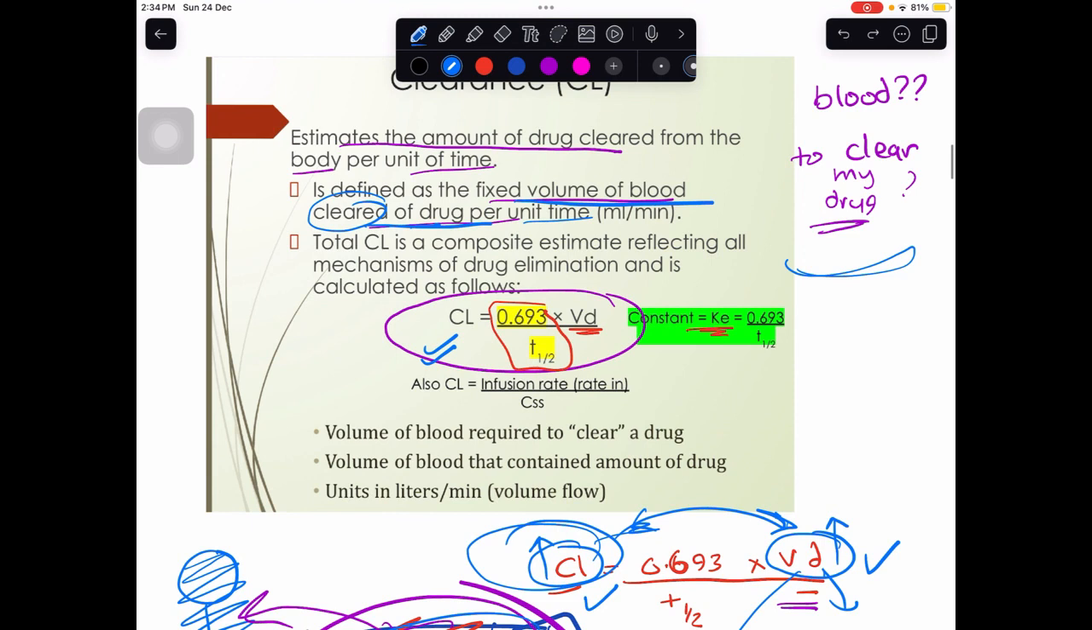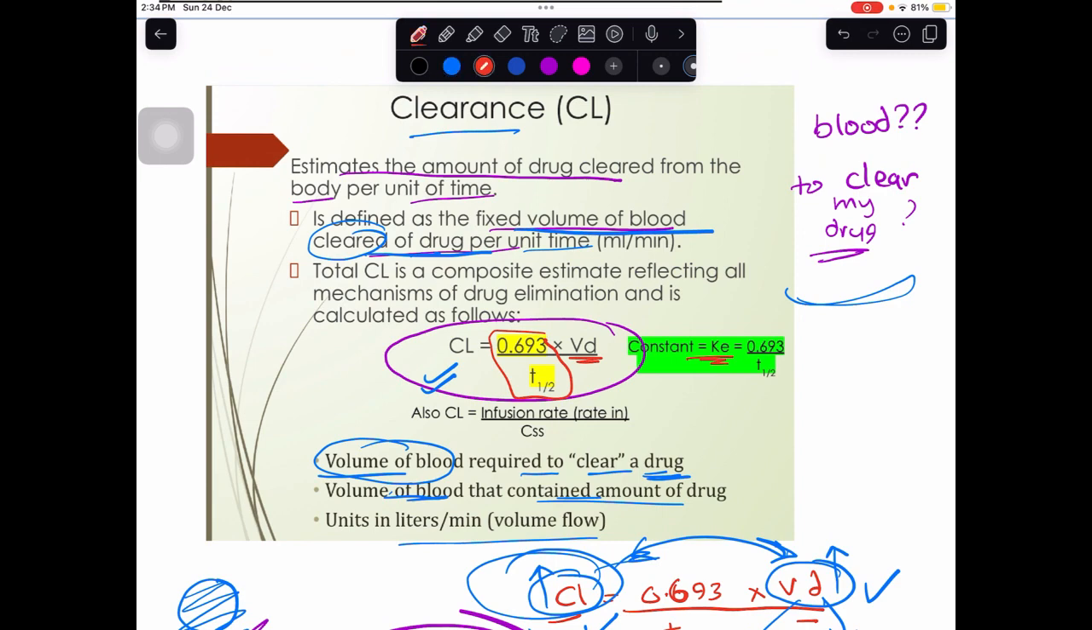Now, here they're just saying the same thing: volume of blood is required to clear. So what is clearance? The volume of blood, how much blood I require to clear or clean, whatever you mention if you're looking at the example of the tiles, to clear out the drug. The volume of the blood that contains the amount of the drug, and the units are this. Now another equation of the clearance is this.